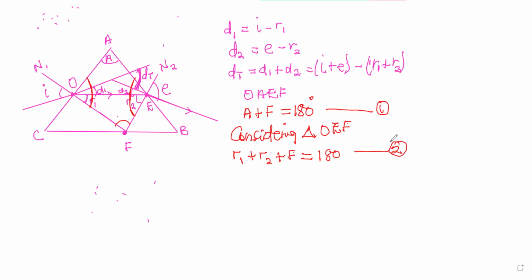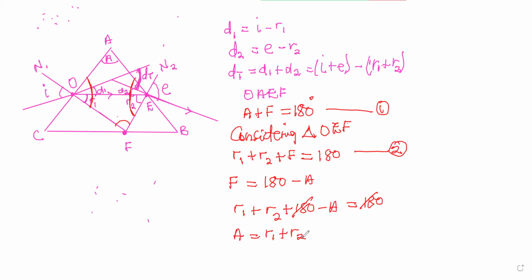Make F the subject in equation 1 and substitute that into equation 2. So F in equation 1 is equal to 180 minus A. Therefore, when we substitute that into equation 2, we have R1 plus R2 plus 180 minus A, equal to 180. When you make A the subject, you have A equal to R1 plus R2. Frank, this is the proof.